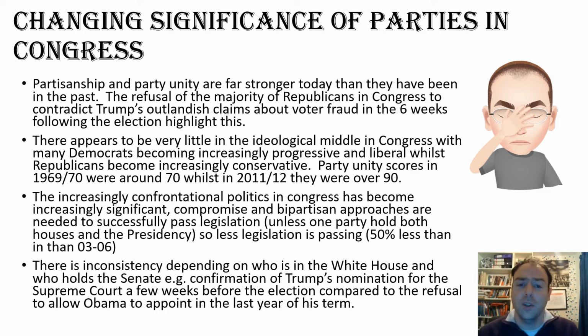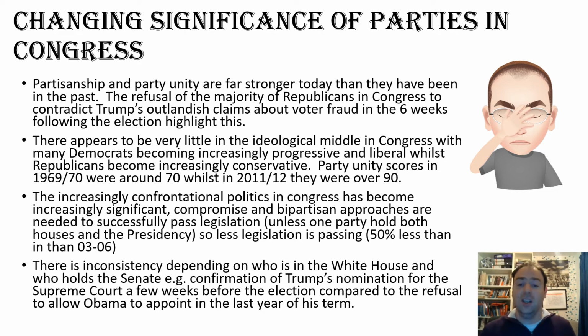So we see increasingly confrontational politics in Congress, and this becomes again increasingly significant because to get things passed, particularly in the situation that we had, so in the last 2 years, we've had Trump in the White House, we've had the Democrats controlling the House, and we've had the Republicans controlling the Senate. Now, in those circumstances, you need compromise and bipartisan approaches to pass any kind of legislation. It's just not happened. It's been quite the opposite. It's been highly partisan, and therefore what we've seen is all the bills getting blocked in the House, a failure to meet a compromise with the Senate.